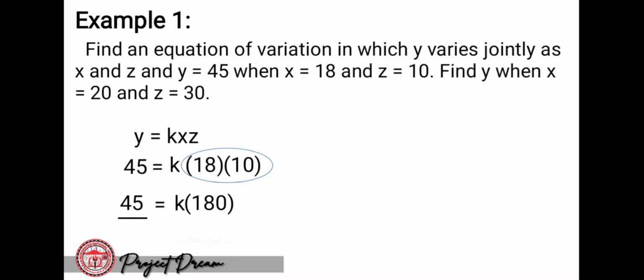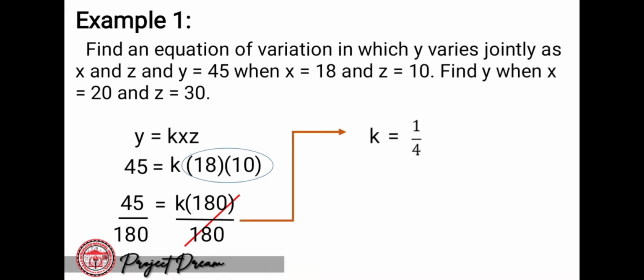So, para makuha natin si K, para matira si K, kailangan nating i-divide both sides by 180. So, makakancel na siya. Natira si K equals 45 divided by 180 is equal to 1/4. Ngayon, meron na tayong value ni K na kung tawagin ay constant of variation. Since meron na tayong constant of variation, ngayon magkakaroon na rin tayo ng equation of variation. Paano? Substitute lang natin yung value ni k sa original equation.